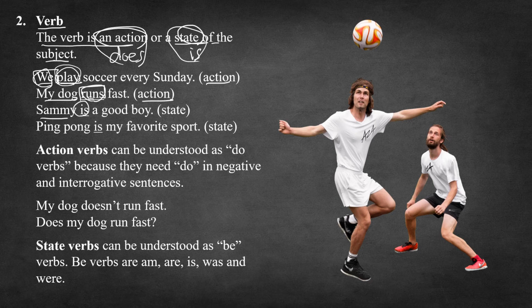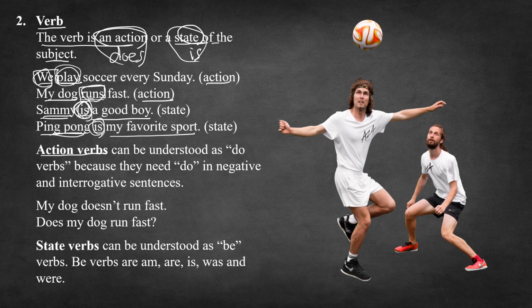Sammy is a good boy. Is is the verb and Sammy is the subject. This talks about Sammy's state. Yes, he's a good boy. So is is the verb and it talks about the state of the subject. Ping pong is the subject. Is is the verb. It talks about the state of the subject. So ping pong is my favorite sport.